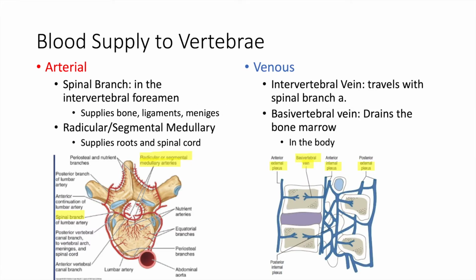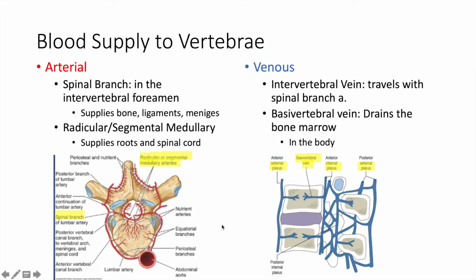Blood supply to my vertebrae. Okay, we've got arterial and venous. My spinal branch is in the intervertebral foramen. It supplies the bones, ligaments, and the meninges. My radicular or segmental medullary supplies the roots and the spinal cords. So here is my radicular segmental medullary, right there. And here's my spinal branch, in my intervertebral foramen right there.